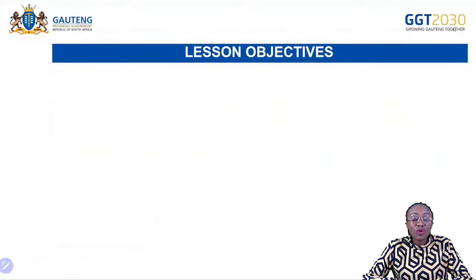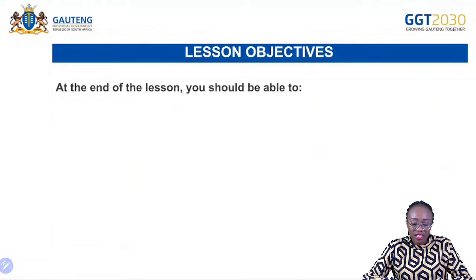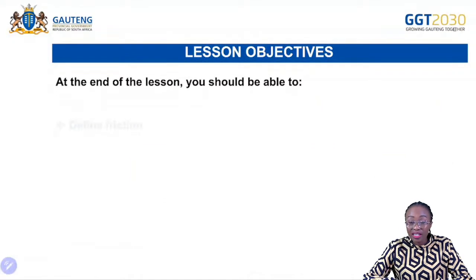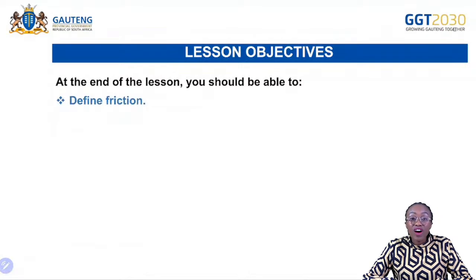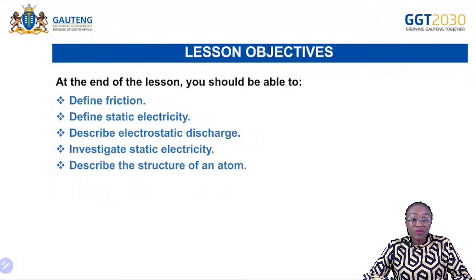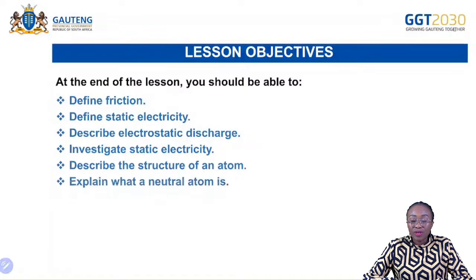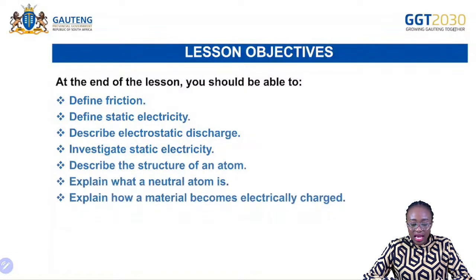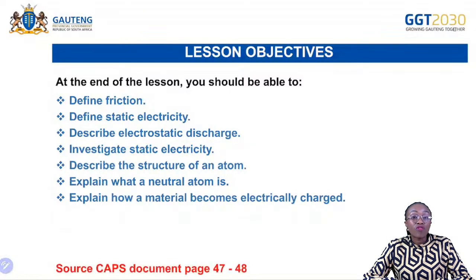So these are the goals we want to achieve by the end of today's lesson. At the end of today's lesson, you should be able to define friction, define static electricity, describe electrostatic discharge, investigate static electricity, describe the structure of an atom, and explain what a neutral atom is, as well as explain how a material becomes electrically charged. All this is sourced from your CAPS document from page 47 to page 48.